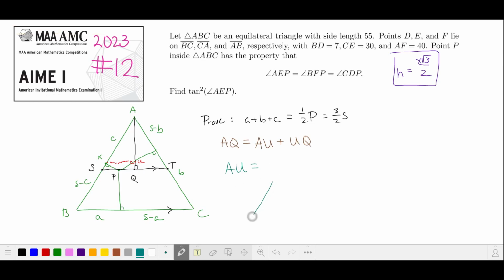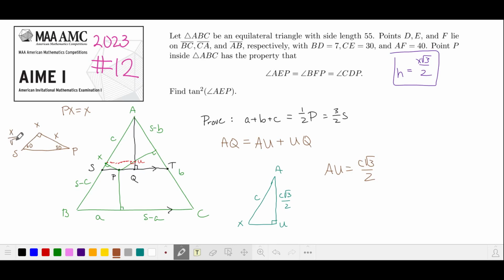AU is the leg of a 30, 60, 90 triangle. That triangle is AXU, and it has a hypotenuse of length c, which means AU is c root 3 over 2. The distance from U to Q is the same as the height of this triangle, SXP. Let's call the distance from P to X, let's call it lowercase x. This is the long leg of a 30, 60, 90 triangle. The shorter leg, SX, has length x over the square root of 3.